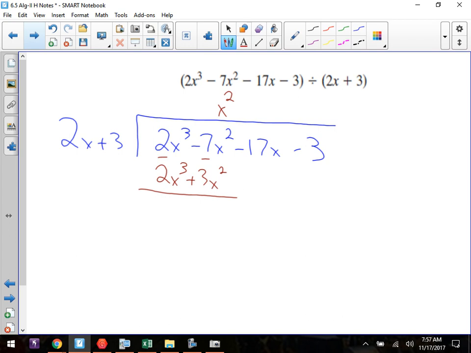Now, I know the first one goes away, but then what's negative 7 minus 3? Negative 10. Good, yeah, negative 10x squared. Negative 10x squared, and then I bring down the negative 17x.